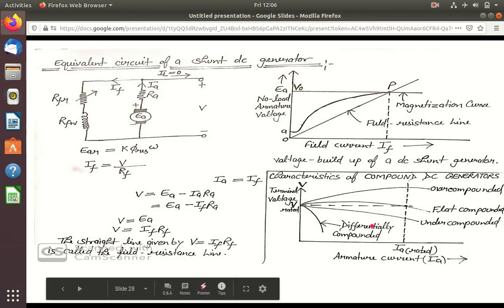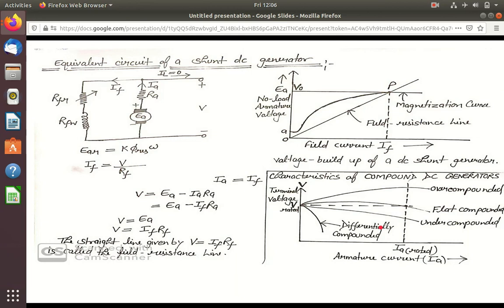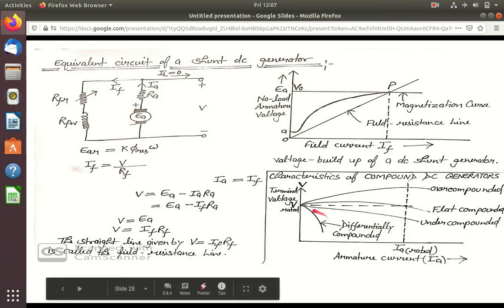And in differentially compounded generators, the terminal voltage drops very quickly with increasing armature current. You can see here the terminal voltage.